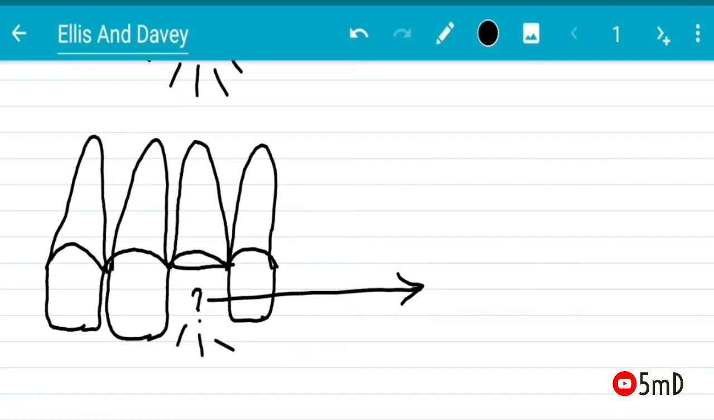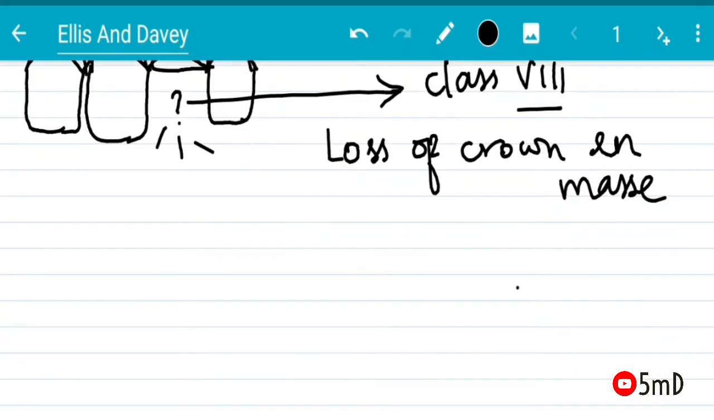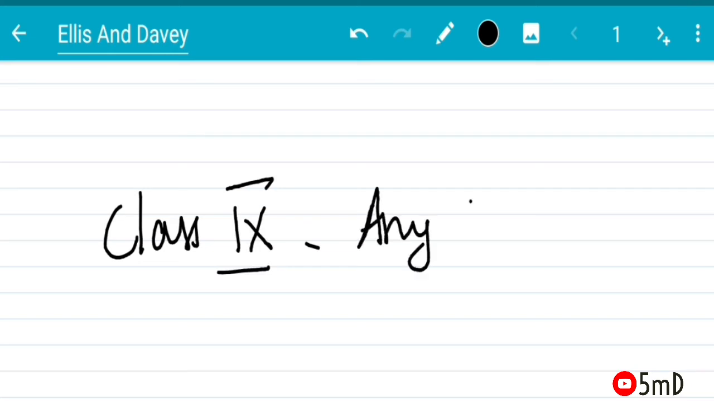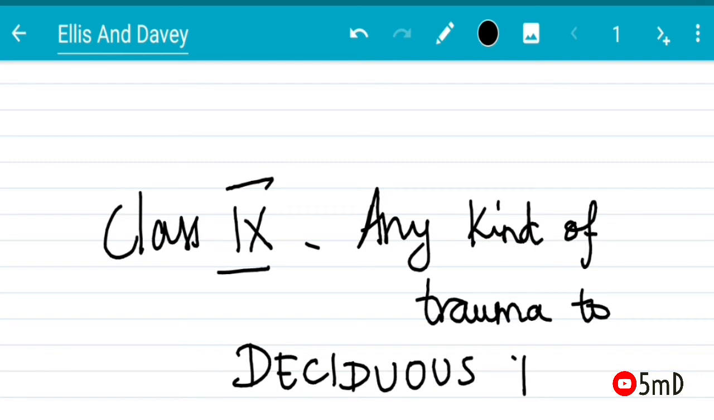In class 8, you can see the total portion of the crown is missing. So class 8 is loss of crown en masse, in full. Root is still existent in the socket. That type is class 8 Ellis and Davey fracture. What is class 9? It is any of the above which happens to a deciduous tooth. It forms class 9 fracture.